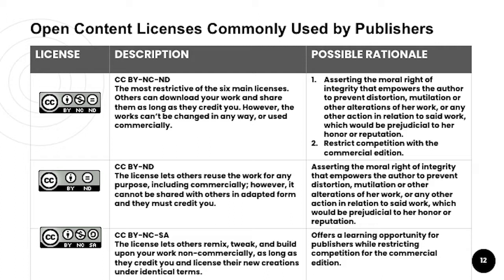For the non-commercial and non-derivative license, I think there are two things that commercial publishers would be considering here. One of them is just asserting the moral right of integrity. There are two moral rights: paternity, that is the right to be attributed as the creator of the work, and the second one, the moral right of integrity. Some publishers and authors feel that they still want to protect the integrity of their work, just in case they open it up and it goes in directions that may question their integrity. And the second one is basically to restrict competition with the commercial editions.